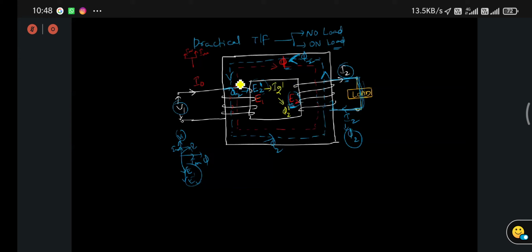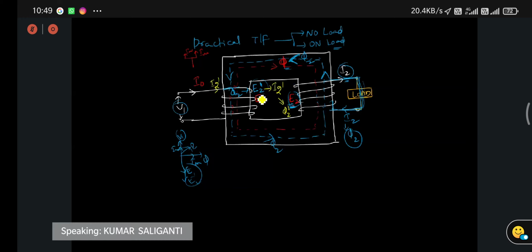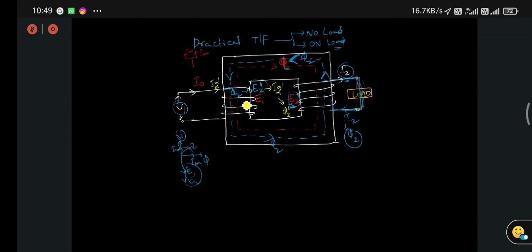So this I2 dash will be present here. But how to get the I2 dash? When this pi 2 induces the E2 dash in the primary, this E2 dash forces the I2 dash in the primary. When this I2 dash flows in the primary, it produces a flux, and that flux is called pi 2 dash. So this pi 2 dash will be present here.